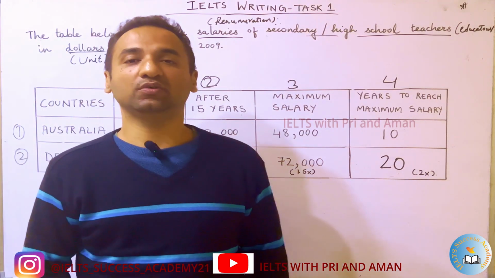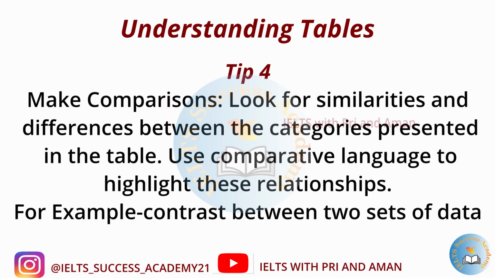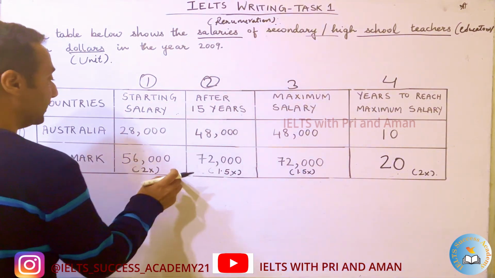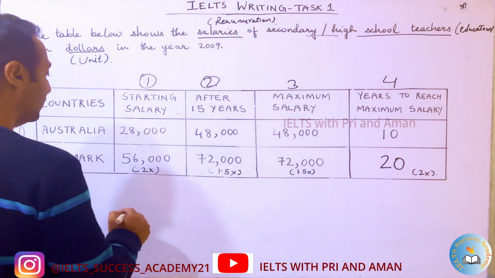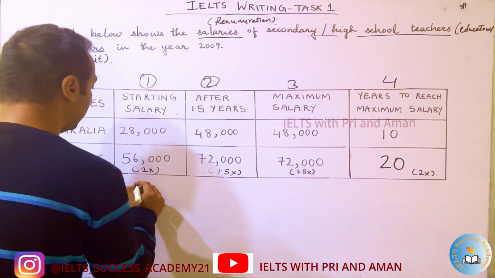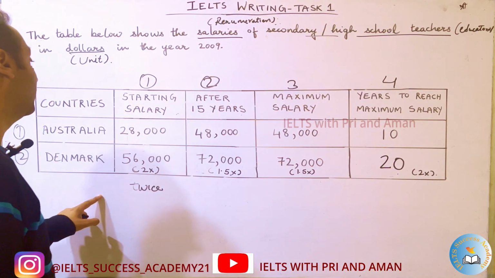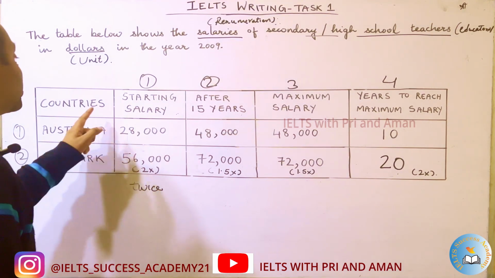Okay, so now let's look at point number 4. Make comparisons. Look for similarities and differences between the categories presented in the table. Use comparative language. Again, we have used comparative language to highlight these relationships, for example, contrasting between two sets of data. Okay, so we have contrasted 2 times, half. Okay, for contrasting, we can say twice. Starting salary of Danish teachers was twice that of Australian teachers.